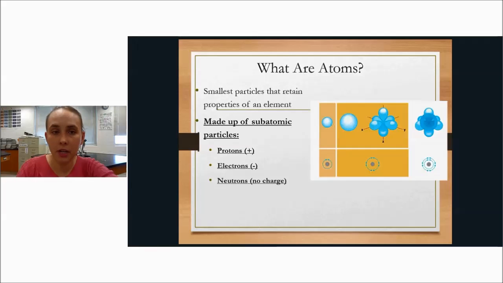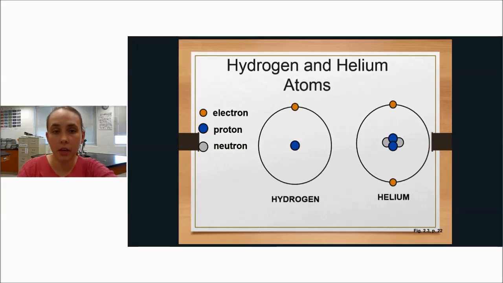What are atoms? Atoms are the smallest particle that retain properties of an element. They're made up of subatomic particles that are the protons, the electrons, and the neutrons that have no charge. The protons and the neutrons make up the nucleus in the middle. So the protons are blue and the neutrons are gray, and the electrons are there in the picture in yellow. The protons and neutrons make up the nucleus, and if you add them together, that is how they get the atomic mass. The electrons have basically no weight at all and rotate around the outside in a cloud.